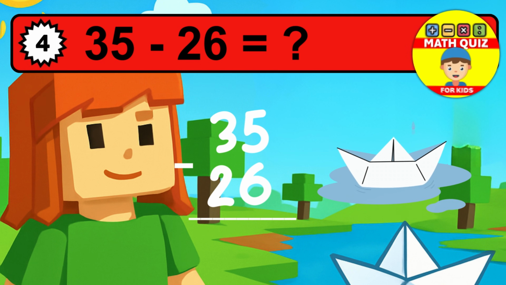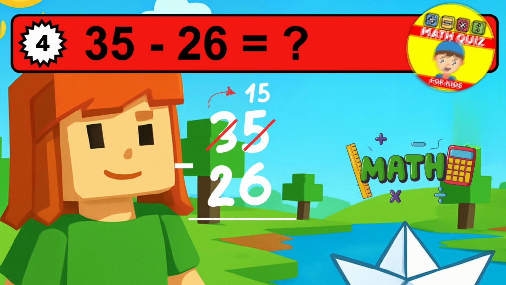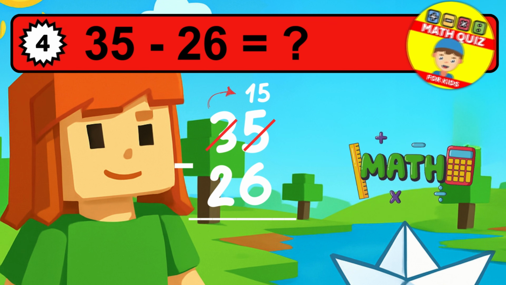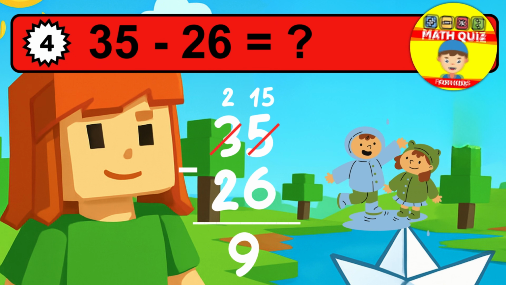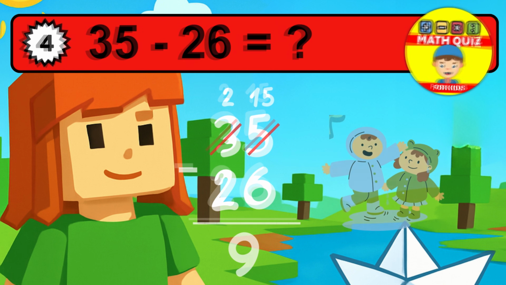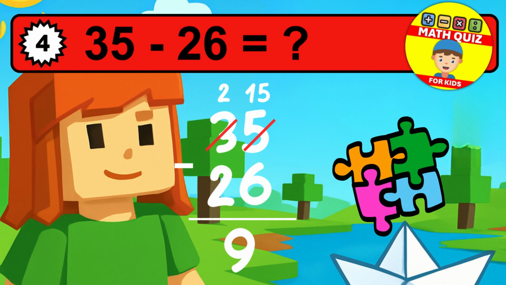Let's solve this step by step. We start with the units. 5 minus 6 is not possible, so we need to regroup. We take 1 ten from the tens column. Now we have two tens, and the units become 15. Now we subtract. 15 minus 6 is 9. Then we go to the tens. 2 minus 2 is 0. The final answer is 9.